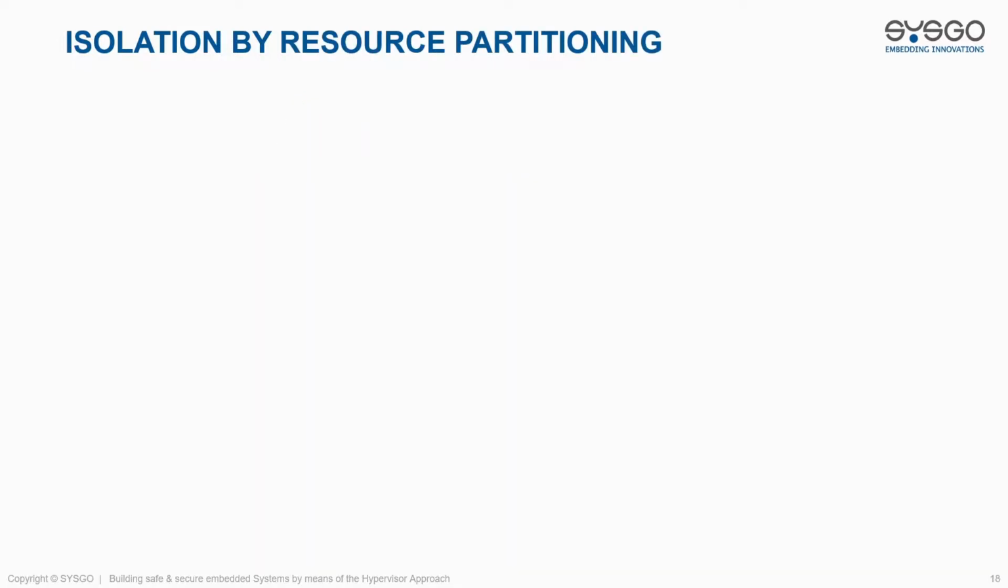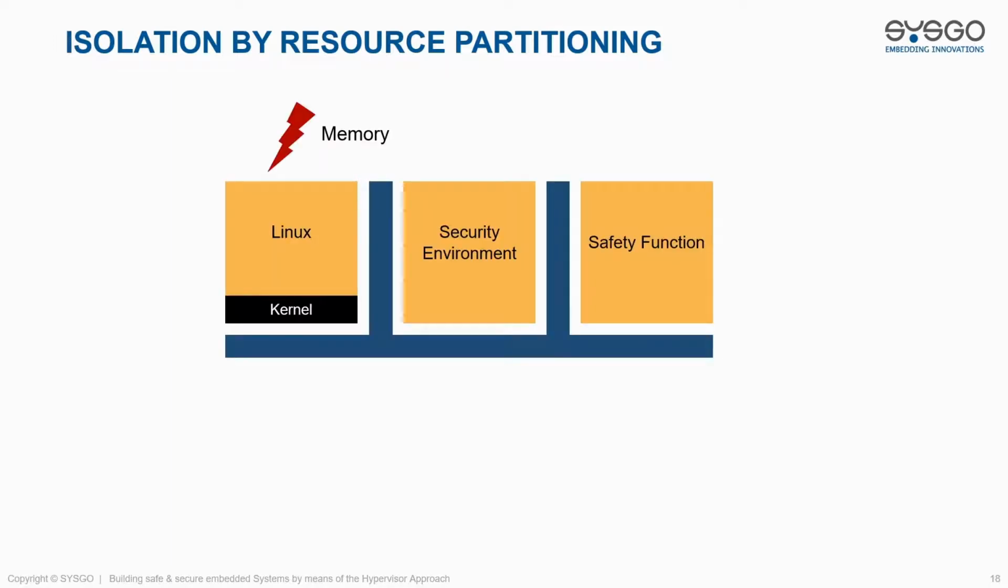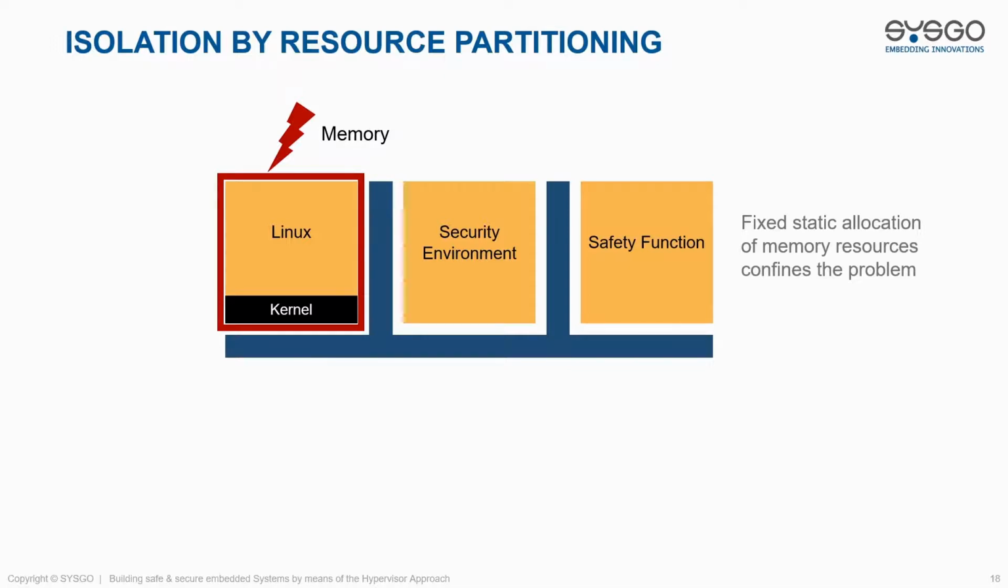So let's take a look at the situation when you issue complex requests, which would stress the memory system. In this case, we have the Linux kernel here on the left and the security and the safety function environment. As told before, the memory resources as well as the kernel resources have been set up statically. That means if Linux uses up all its memory, it will only use up the memory which has been granted to the Linux system. The other partitions, like the security environment and safety function, will not be affected as they have their own statically assigned memory.